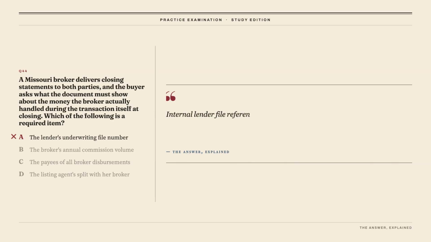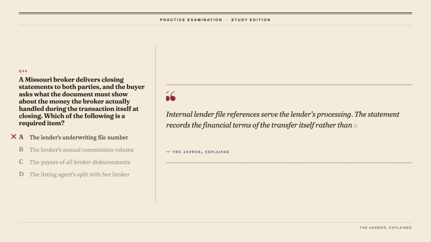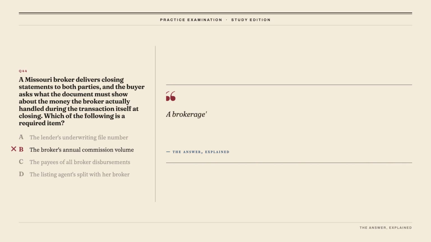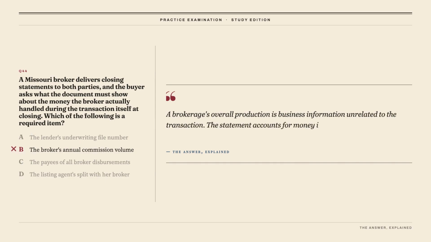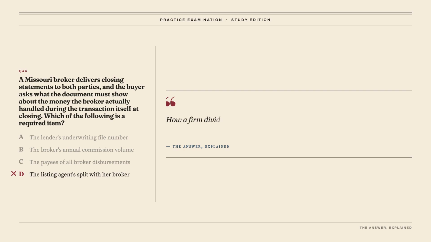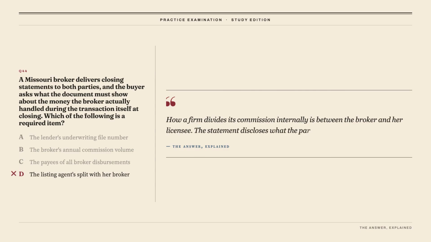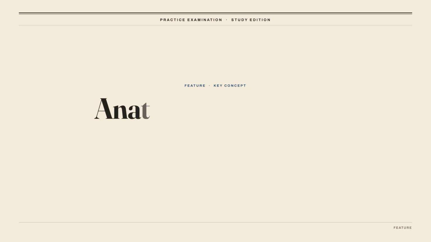A is wrong because internal lender file references serve the lender's processing. The statement records the financial terms of the transfer itself rather than any administrative identifiers used by others. B is wrong because a brokerage's overall production is business information unrelated to the transaction. The statement accounts for money in this file rather than describing the firm. D is wrong because how a firm divides its commission internally is between the broker and her licensee. The statement discloses what the parties paid and who received it.